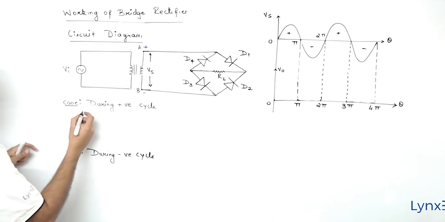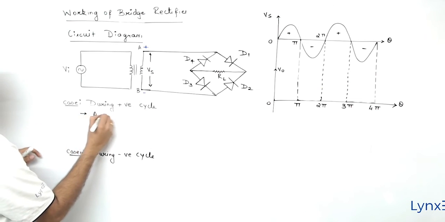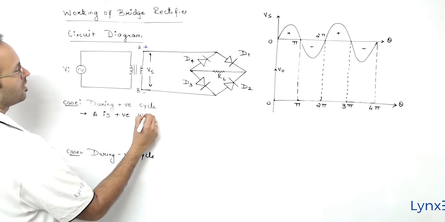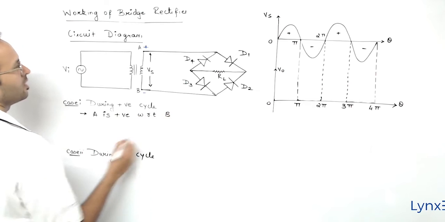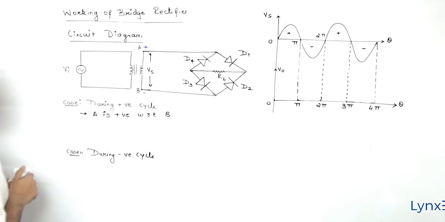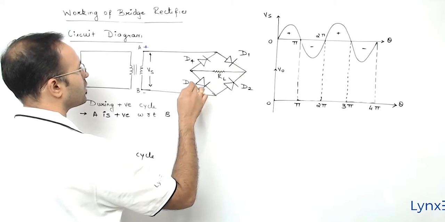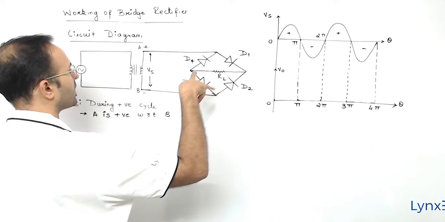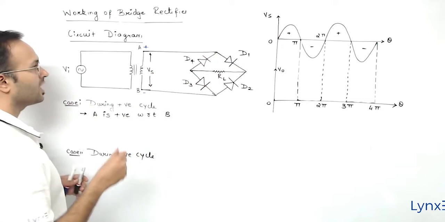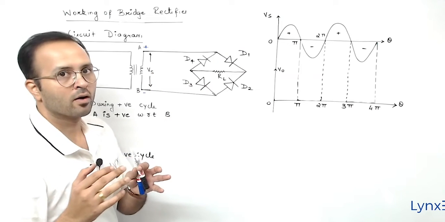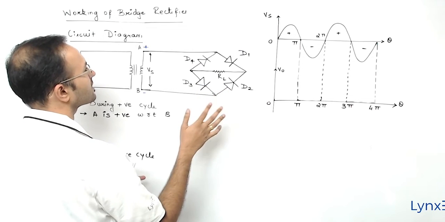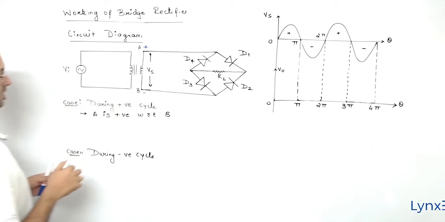So I can say A is positive with respect to B. As A is positive, your diode 1 and diode 3, because the voltage will be across diode 1 and diode 3, will be forward biased, and these other two will be reverse biased. Let's check how it works.